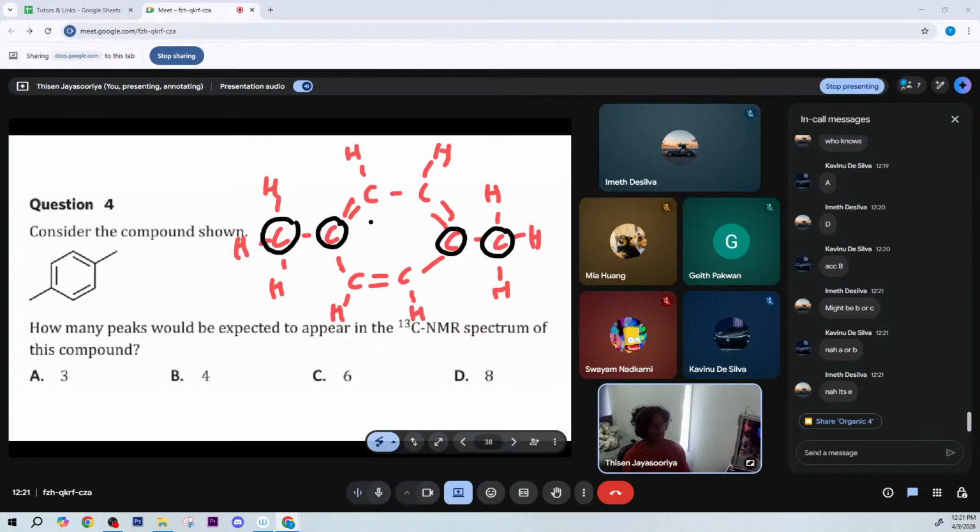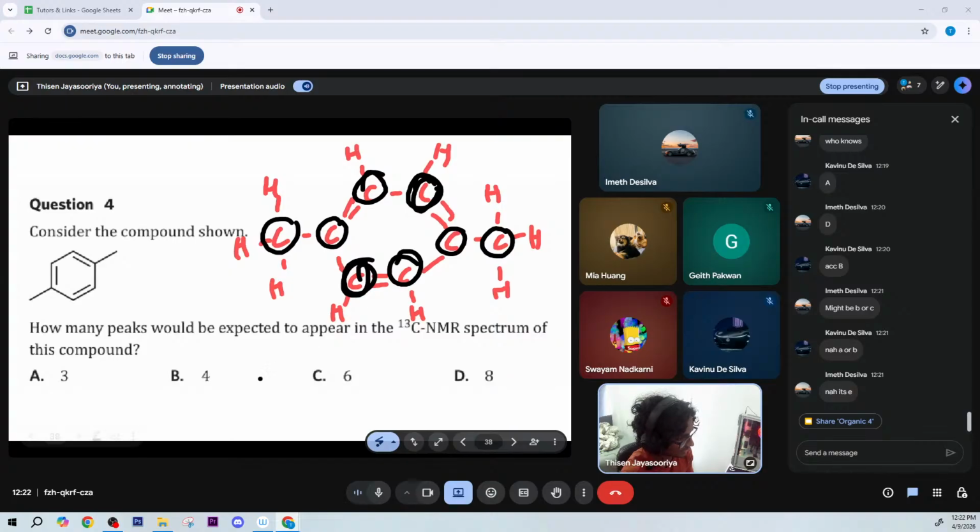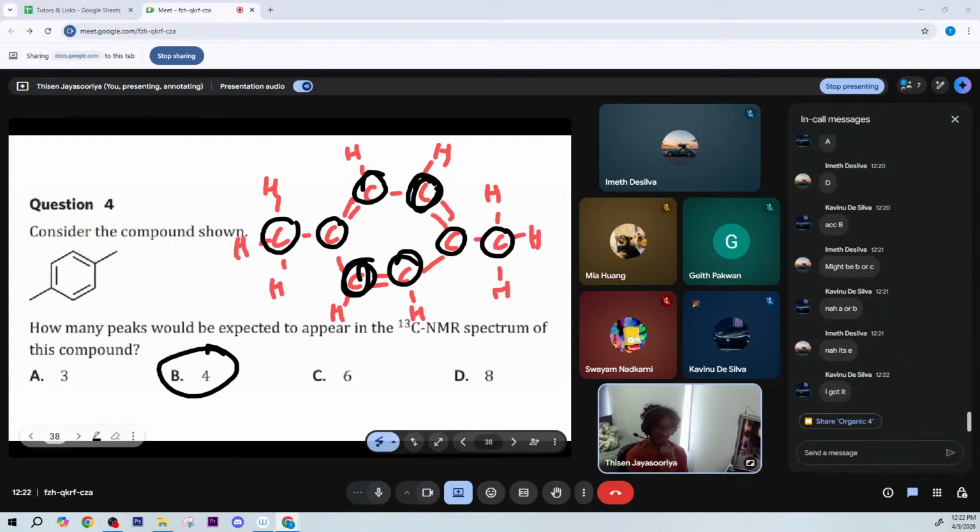Here, this one is the same as this environment over here, because if we go around, they're bonded to the same things, the same ways. Wait, no, that's wrong. No. It's this one is the same as this one, and this one is the same as this one. So the answer is actually B. It will take you guys a bit of time to figure out to get these environments. But does that make sense for everyone?